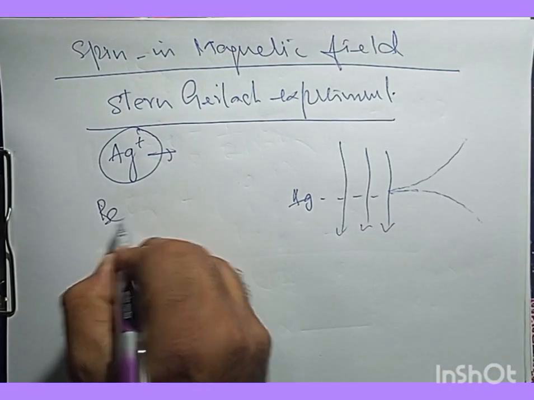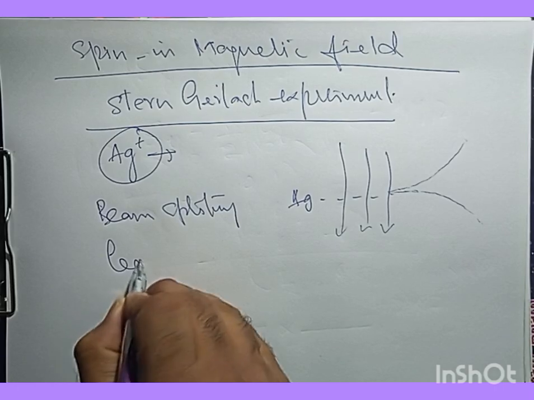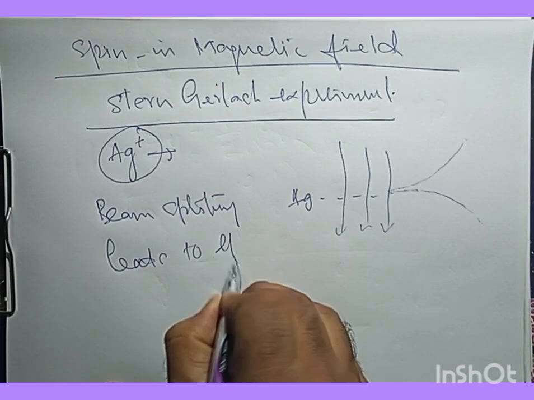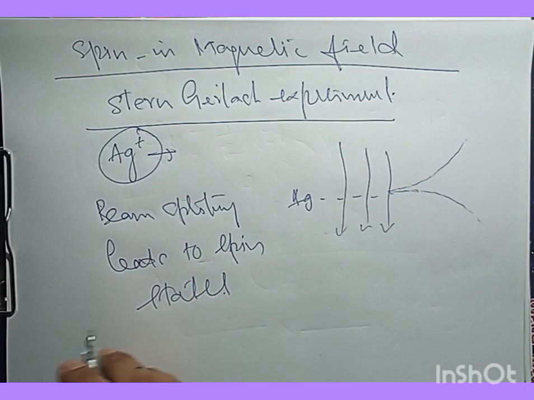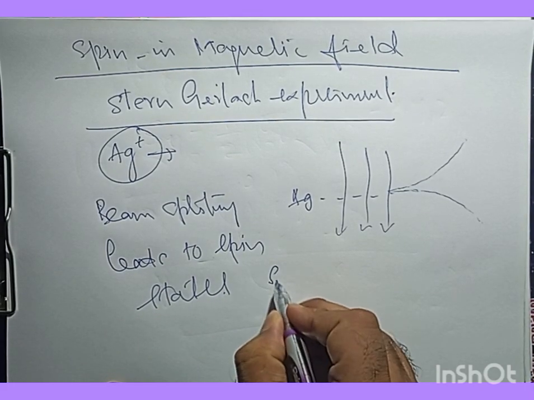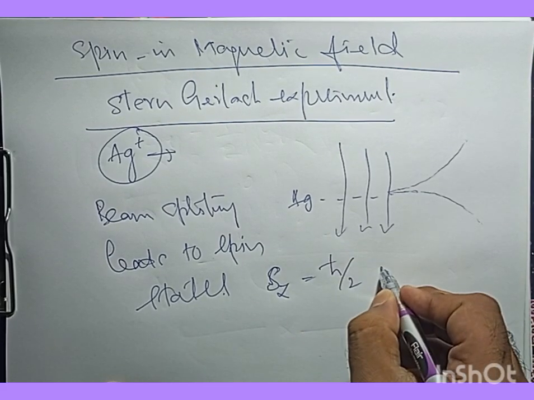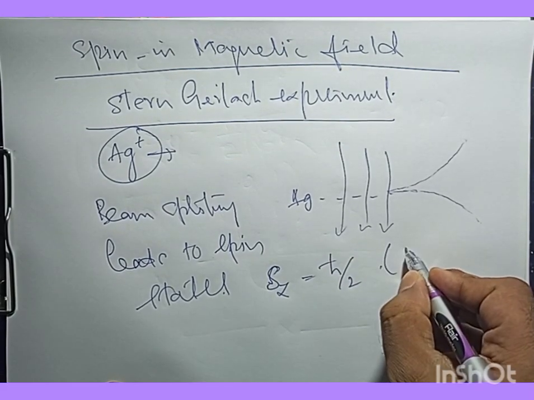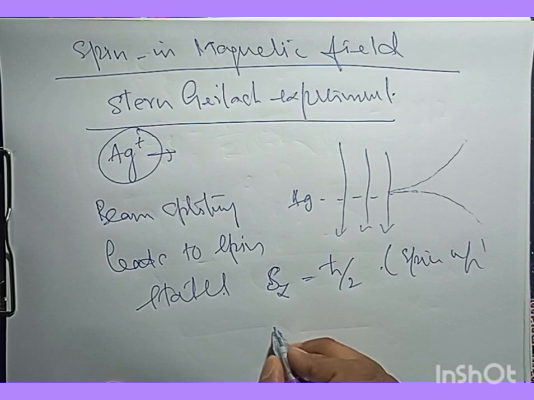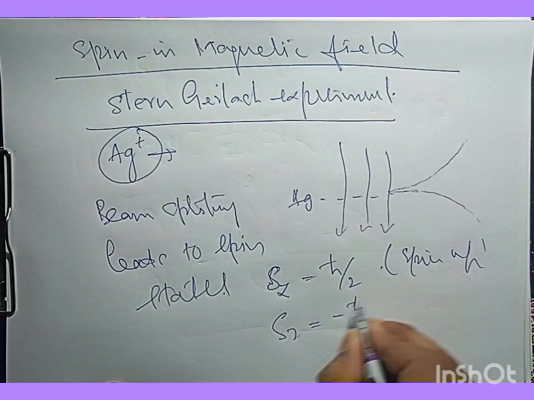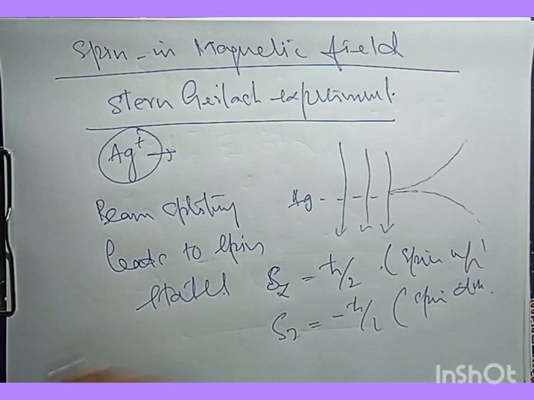So this beam splitting leads to spin states, assuming along z direction. So this S z is h bar by 2. This is for, say, spin up, and S z is minus h bar by 2. This is for spin down.